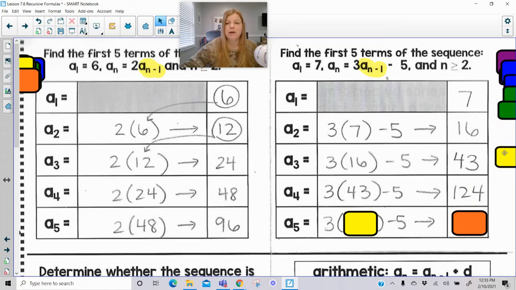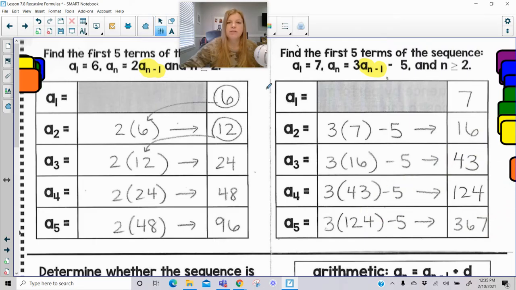And then subtract that by 5, and I get 124. And then 3 times 124 minus 5, and I get 367. And so what you see happening here is that your first term gets substituted in for a sub n minus 1. We figure out that value, and then the new value of the term keeps getting substituted in.